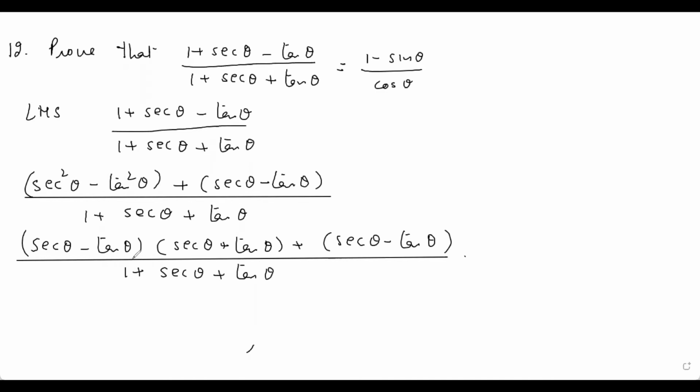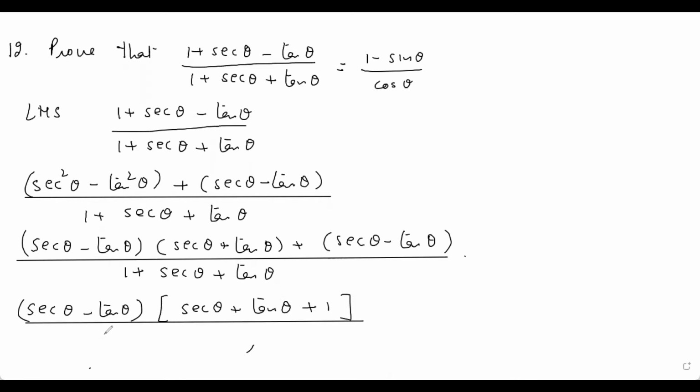Take sec theta minus tan theta common. So I have sec theta minus tan theta, and I have sec theta plus tan theta plus 1. In the denominator, I'll have 1 plus sec theta plus tan theta. This bracket and this bracket are cancelled. I have sec theta minus tan theta.